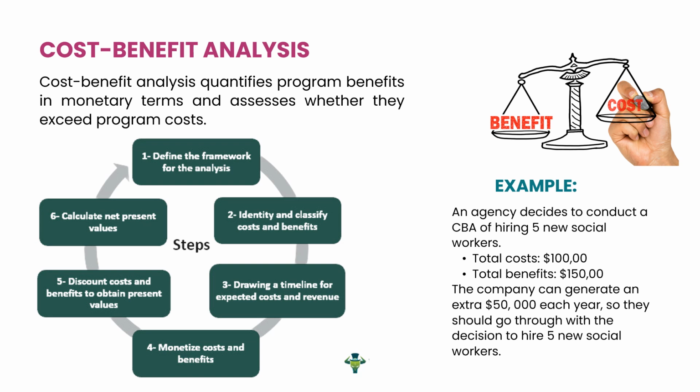So an example would be an agency decides to conduct a CBA, which is a cost benefit analysis of hiring 5 new social workers. The cost to do this is $100,000, but the benefits that they're going to receive back are worth $150,000. So the company can generate an extra $50,000 each year. So they should go through with the decision to hire 5 new social workers because the benefits outweigh the costs.